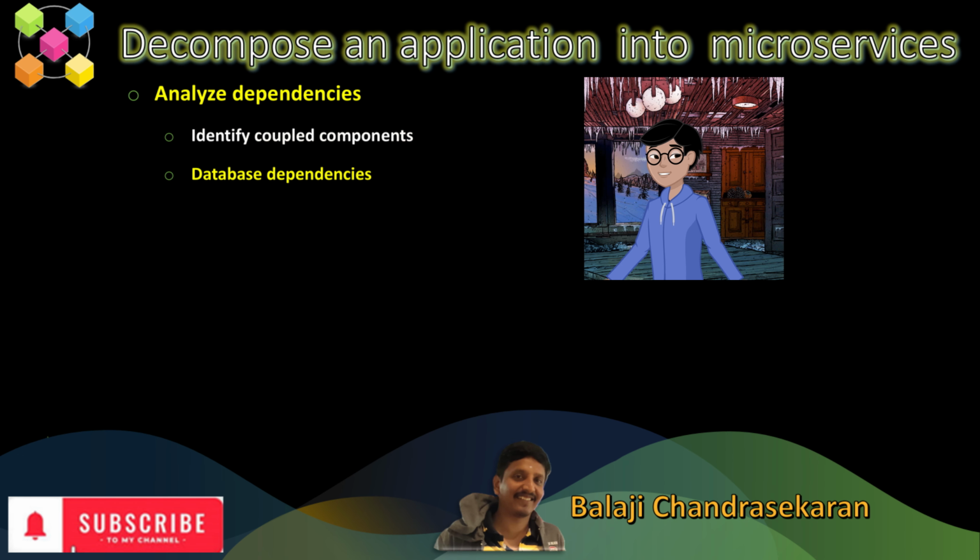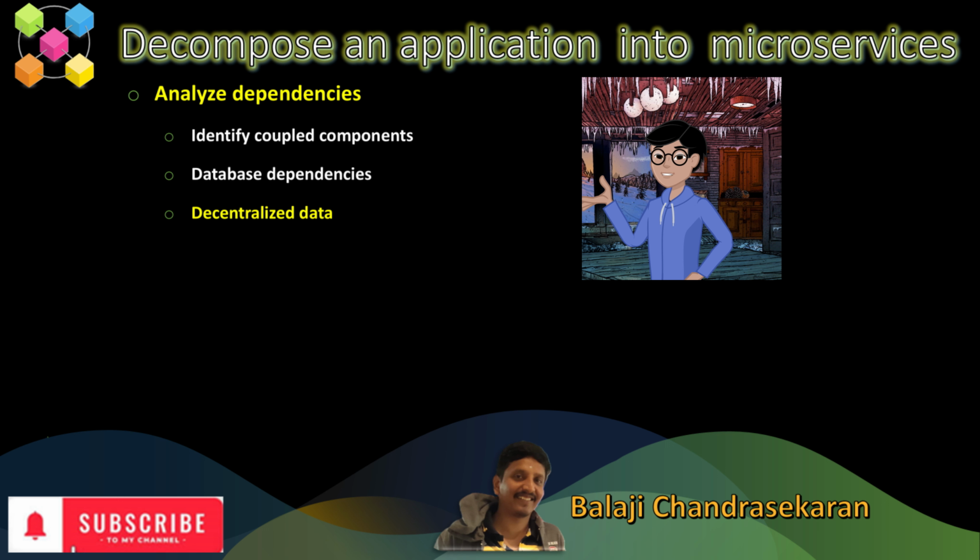Many monolithic applications share a single database, so you'll need to identify which components depend on which tables or entities and decide how to split the database into separate data stores for each microservice. Each microservice should manage its own database or data store to avoid coupling services through a shared database.